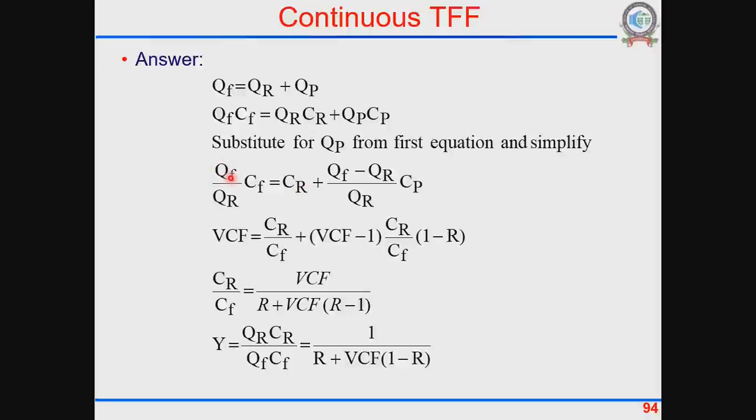Now this ratio QF by QR we can write in terms of the volume concentration factor. So we'll get CR by CF, and you will get CP by CF here. CP by CF you can write in terms of CR and CF if you use the rejection coefficient definition properly. So you will get CR by CF is nothing but VCF divided by R plus VCF into 1 minus R. Or the yield, if you want, QRCR divided by QFCF, will be 1 divided by R plus VCF into 1 minus R.